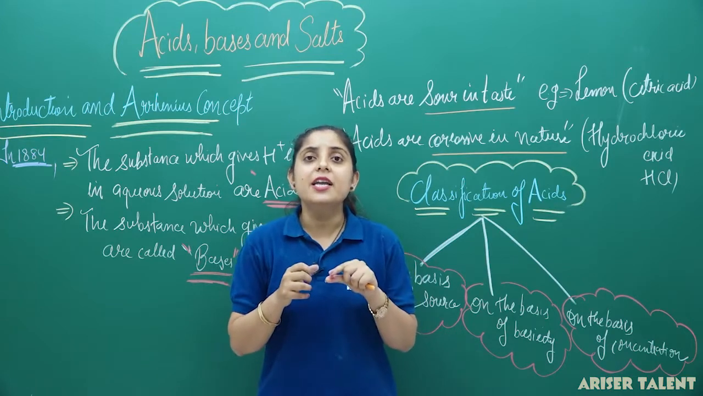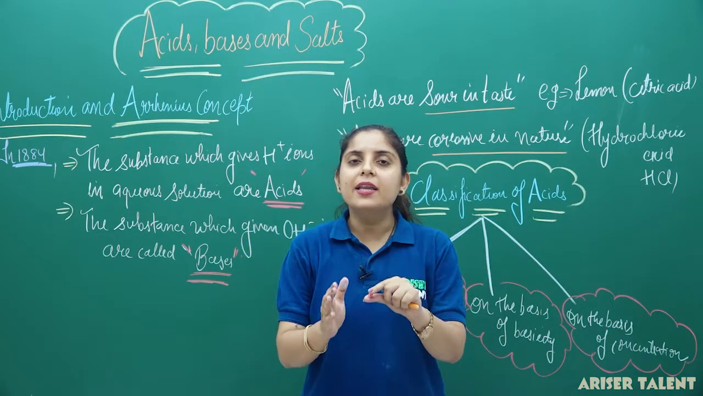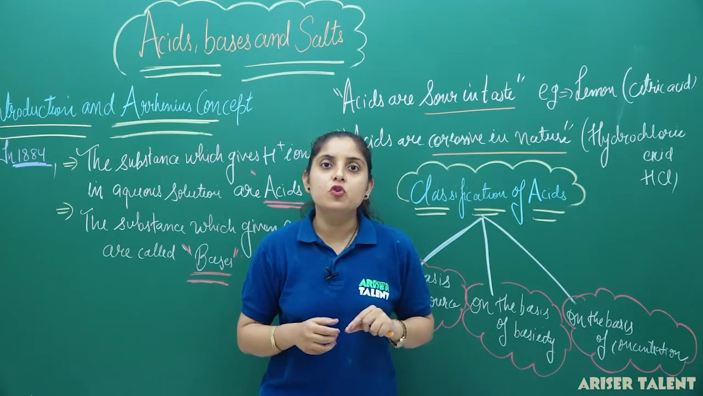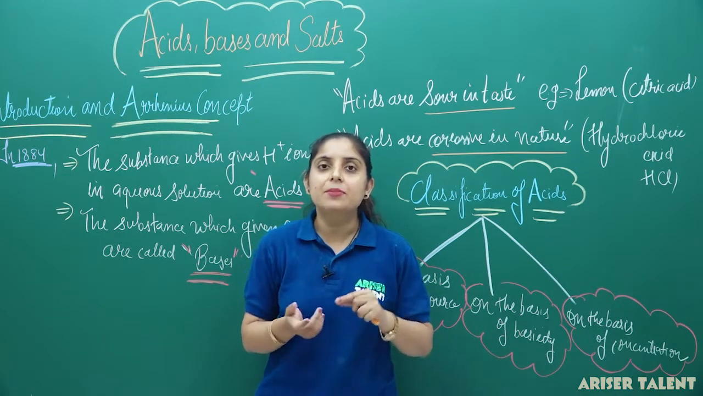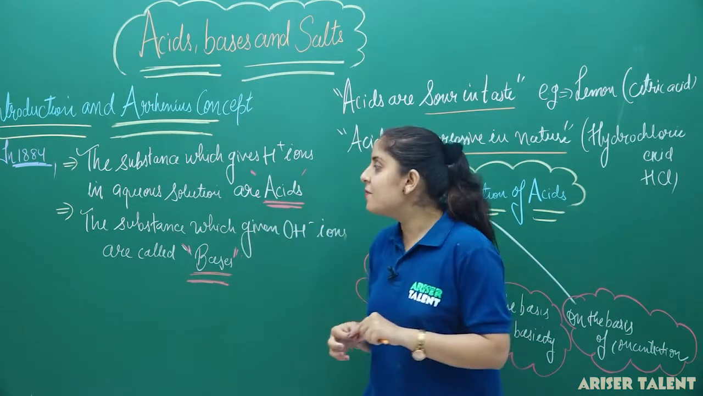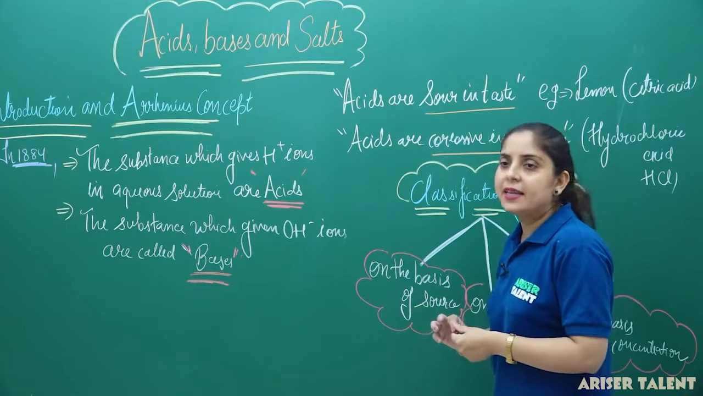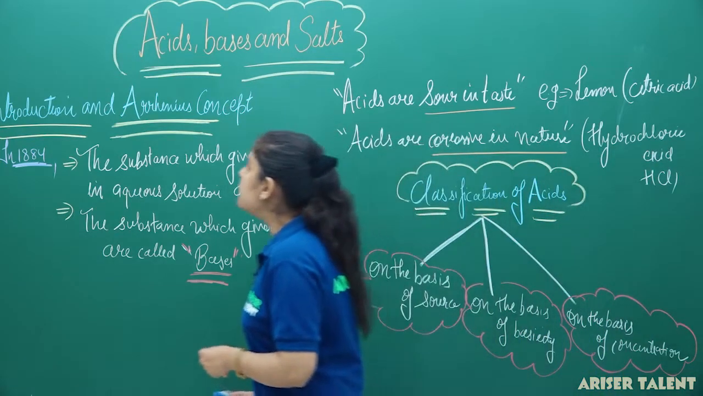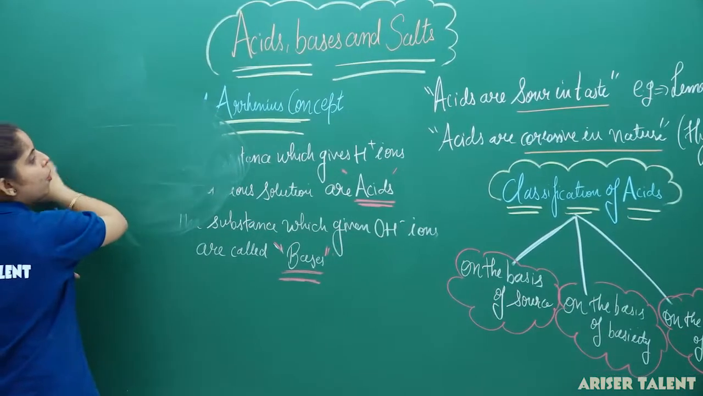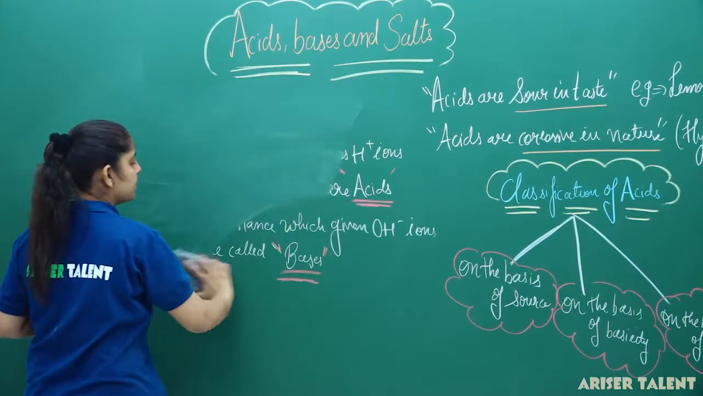Second category is inorganic acid. Inorganic acids are those which are not organic. So inorganic acids are usually obtained from the minerals, and sometimes they are also known as the mineral acids. So we are starting our discussion with our first category, that on the basis of source. We are discussing acids on the basis of source.